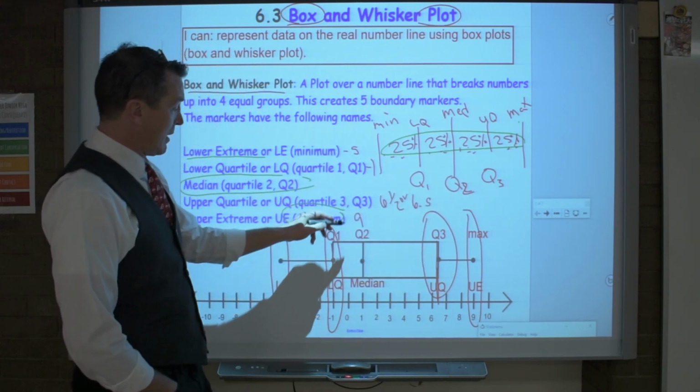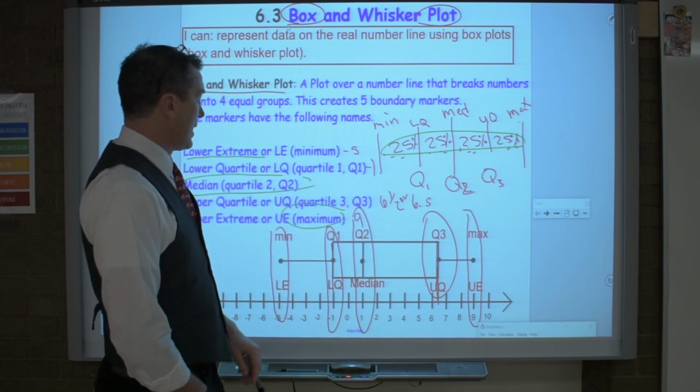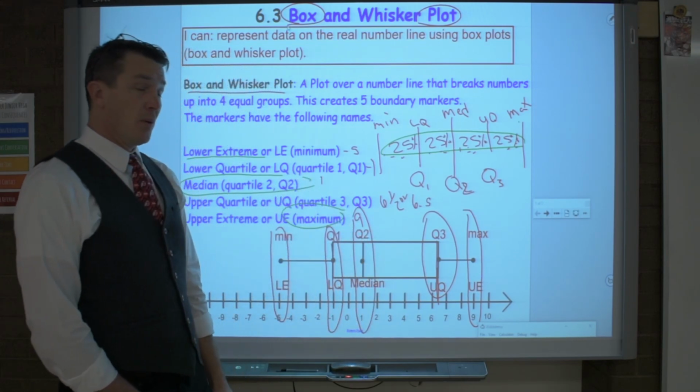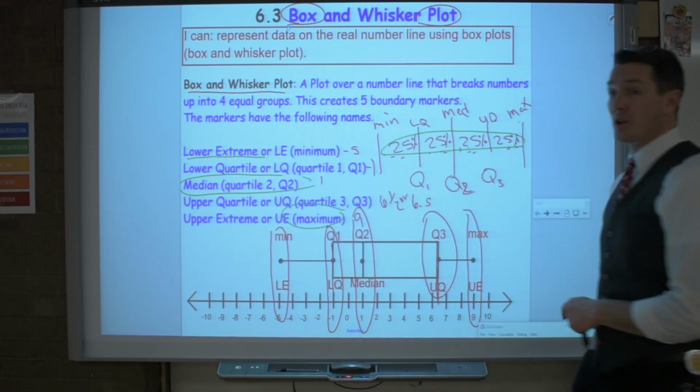And then finally the median's right here. That's the middle of the data, and that's a 1. So that's the idea. Let's look at another one and see if you can try and do it yourself.